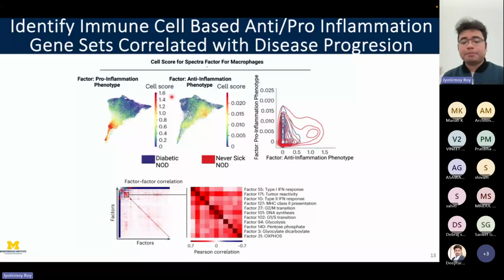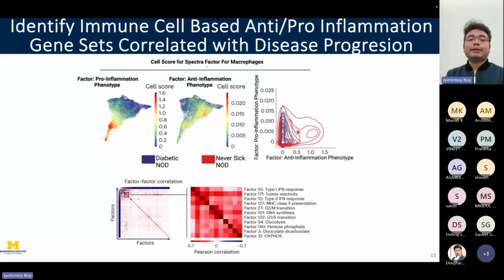We plan to use an algorithm called Spectra, which is a supervised gene set analysis. It basically helps in deconvolution, and using the anti-inflammation and pro-inflammation phenotype, we want to see whether the immune cell based pro and anti-inflammation gene sets can help distinguish T1D onset versus the healthy conditions.